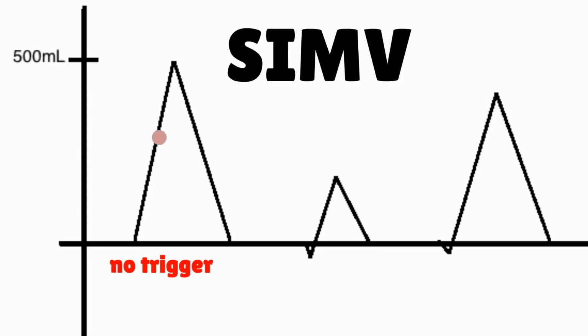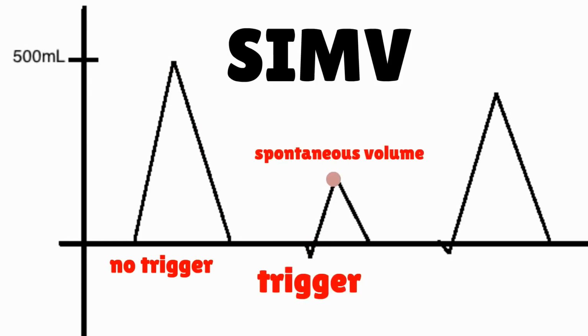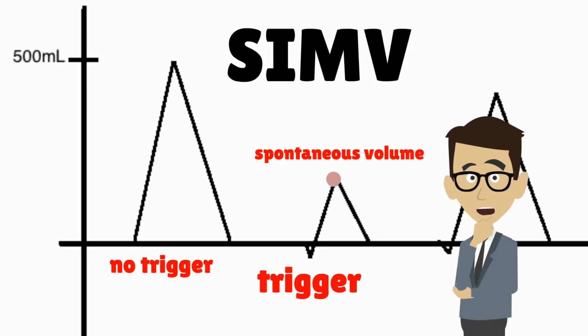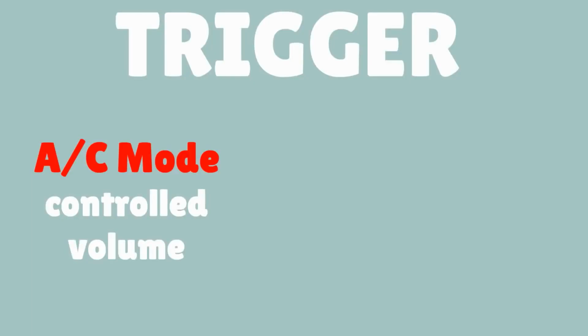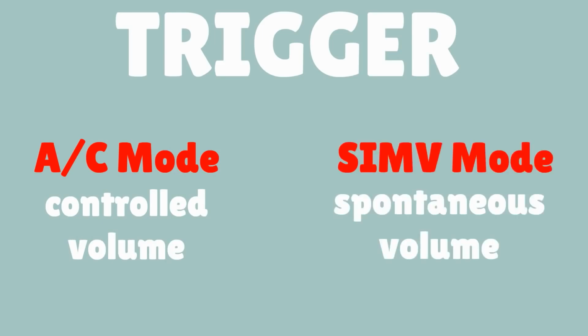Just like in the AC mode, if a patient does not trigger a breath, the patient will receive the set controlled volume. However, with SIMV, when a spontaneous breath is initiated, the patient determines the volume. So that means if the patient wants a lower volume during their spontaneous efforts, they will receive a lower volume. In AC, spontaneous triggers result in the set controlled volume. But in SIMV, spontaneous triggers result in whatever volume the patient wants.